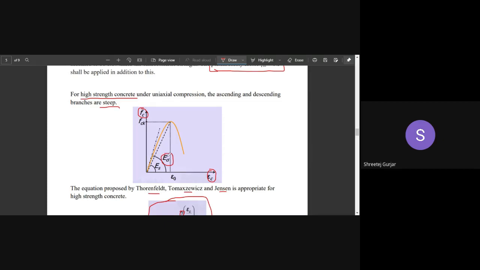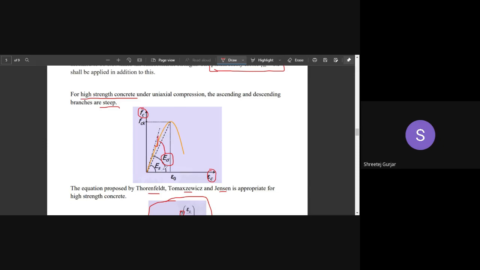It is modulus of elasticity by initial modulus. In initial, what we do, we just draw a straight line. We draw a tangent to this curve at this point, right? A tangent is drawn initially at this curve, at your starting point. So the slope of this line is nothing but your ECI.